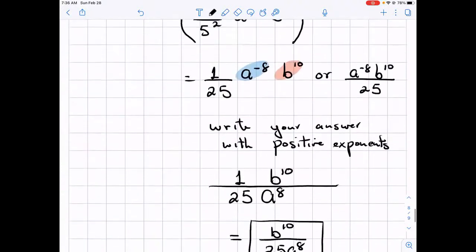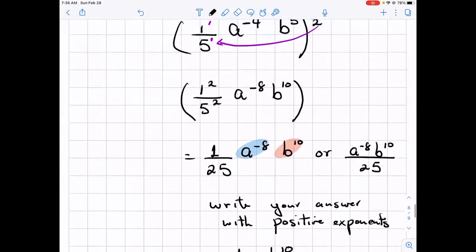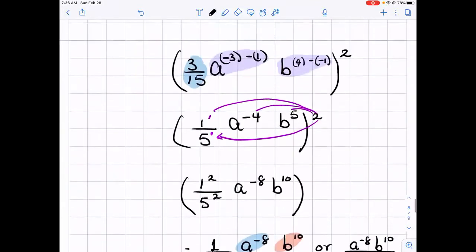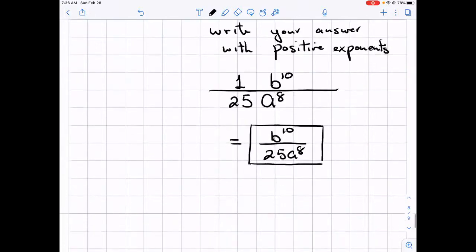So don't worry too much about the negative. Leave the negative power for the last step to simplify. Okay, towards the end of the problem is when you worry about negative powers. Not a big deal at the beginning of the problem.